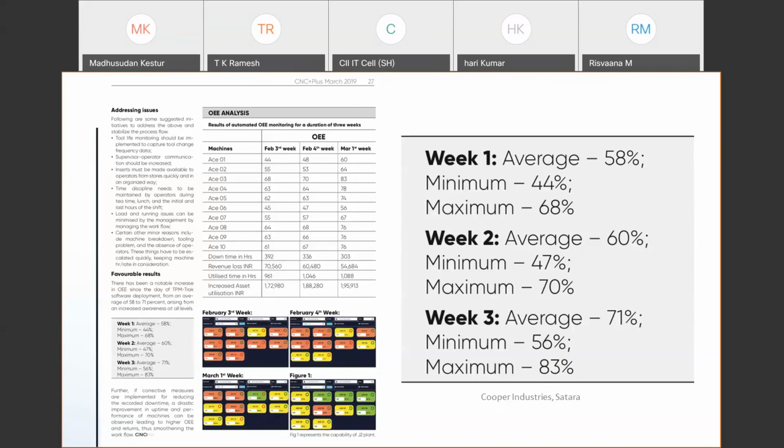Tool life monitoring is one key area that we have identified, and supervisor to operator communication is another area that we have identified for improvement.